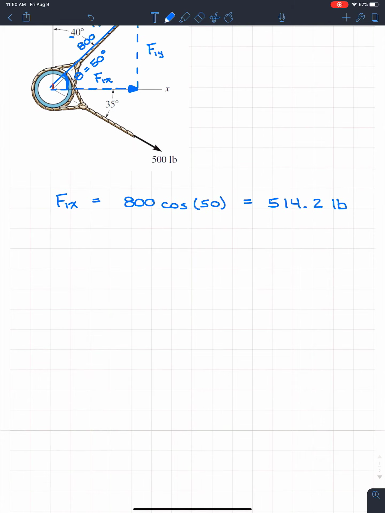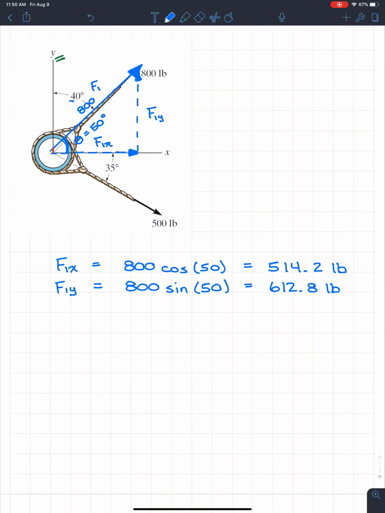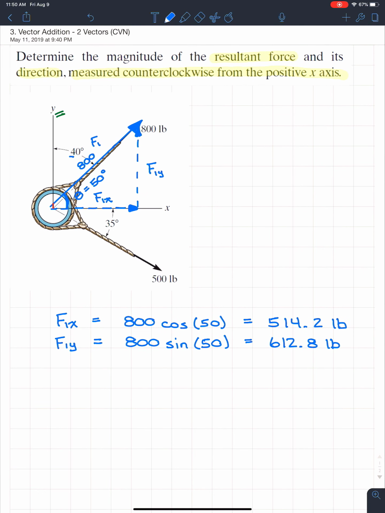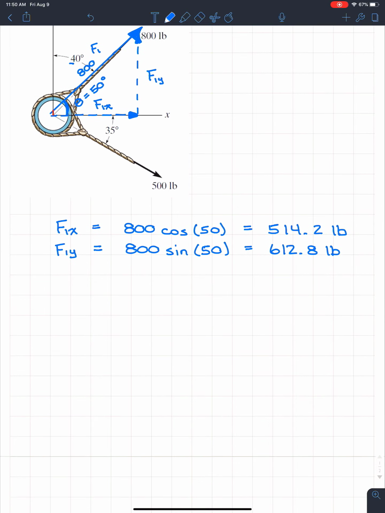All right, so that was really simple. We can do the same thing for the vertical component. F1y is going to be equal to, again, 800, this time times sine of 50 degrees. And if we type that into our calculator, we're going to get 612.8 pounds. Alrighty, so that's basically the hardest part of these examples, because after this it's just some simple addition. So knowing this trig is the hardest part.